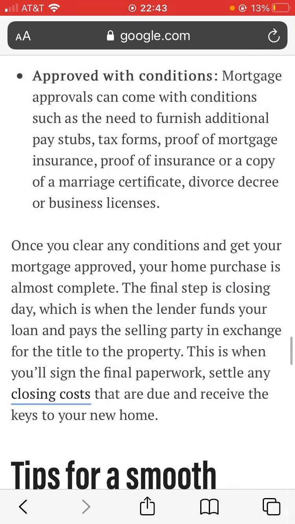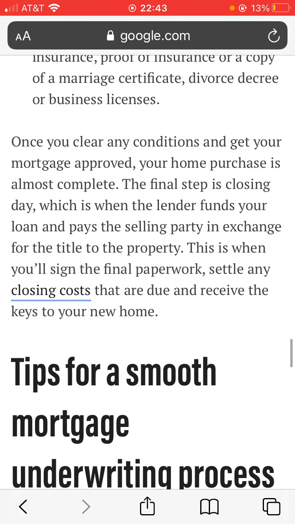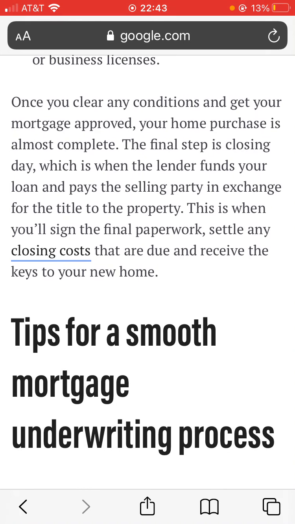Okay, approved with conditions. Mortgage approvals can come with conditions such as the need to furnish additional pay stubs, tax forms, proof of mortgage insurance, proof of insurance, or a copy of a marriage certificate, divorce decree, or business licenses. So once you clear any conditions, you get your mortgage approved. Your home purchase is almost complete.